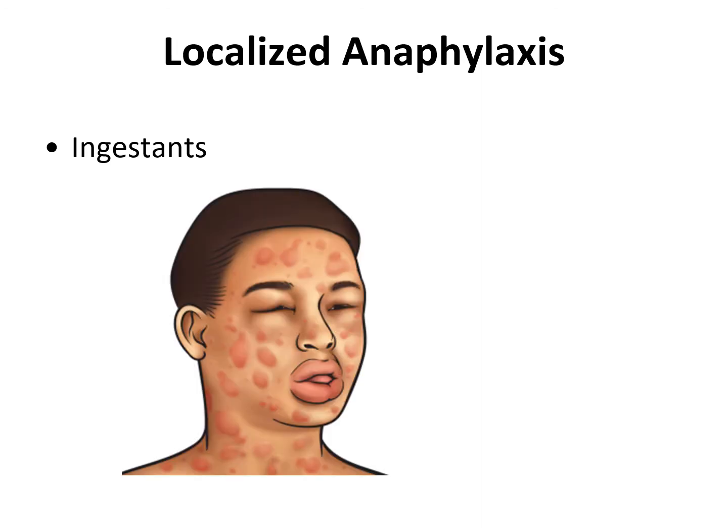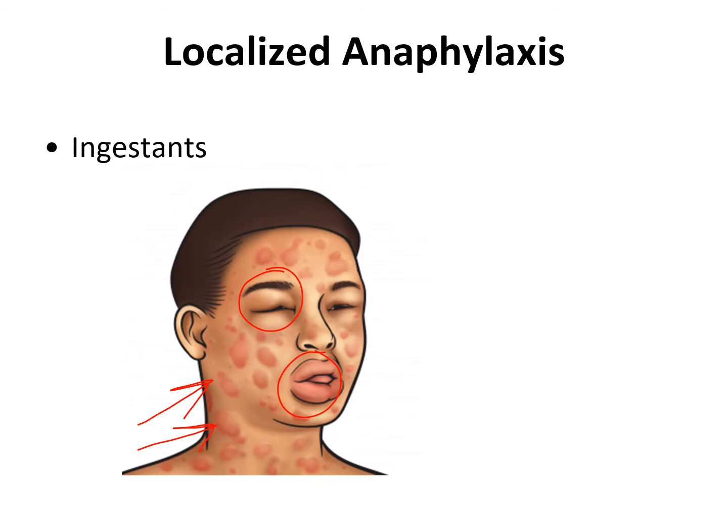Localized anaphylaxis can also be caused by ingestants. So these are the food allergies. If someone has an actual allergy to food, when they ingest the food, it's going to stimulate an inflammatory reaction. And often that inflammatory reaction involves swelling, so swelling of the lips, swelling of the eyelids, and it also involves the formation of hives, so inflammatory areas on the skin.